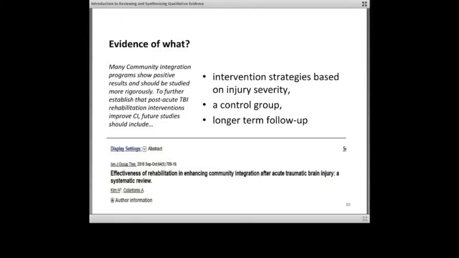For example, I came across this effectiveness review on rehabilitation in enhancing community integration after acute traumatic brain injury. It's a systematic review presented to me by Chet Nye, one of the facilitators of the series. And this effectiveness review found that a lot of community integration programs show positive results and should be studied more rigorously. The authors recommend that to further establish that post-acute traumatic brain injury rehabilitation interventions improve community integration, they should think about intervention strategies based on injury severity, for example. They should take better care of their control groups. They should engage in longer-term follow-up. And if you look at it, these are all very instrumental suggestions to improve the designs more than anything else.